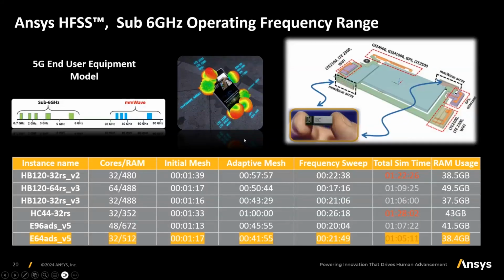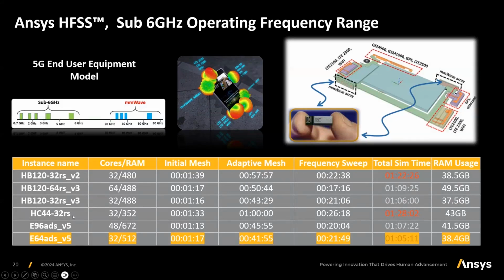Ansys HPS. So we have some benchmarks here for the mobile phone simulation. If we look at the sub 6 gigahertz frequency range, we've benchmarked the HBv3 again here. So these row 2 and row 3, these are the HBv3. Also the HC44 that was in the last slide is on row 4.